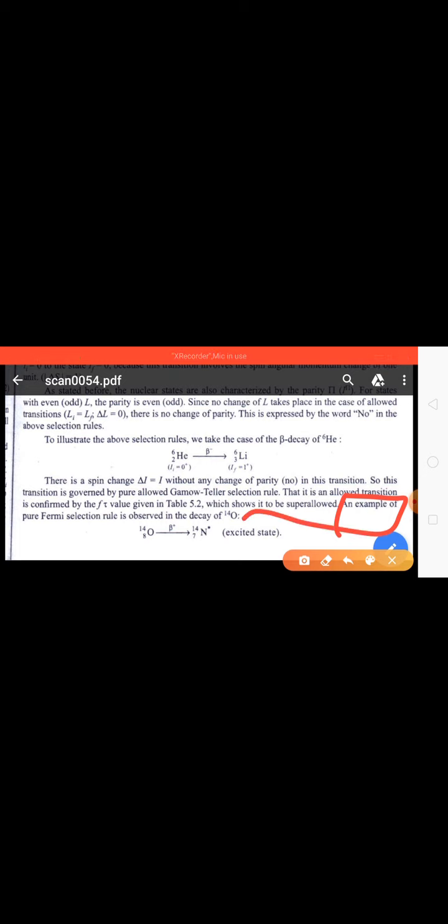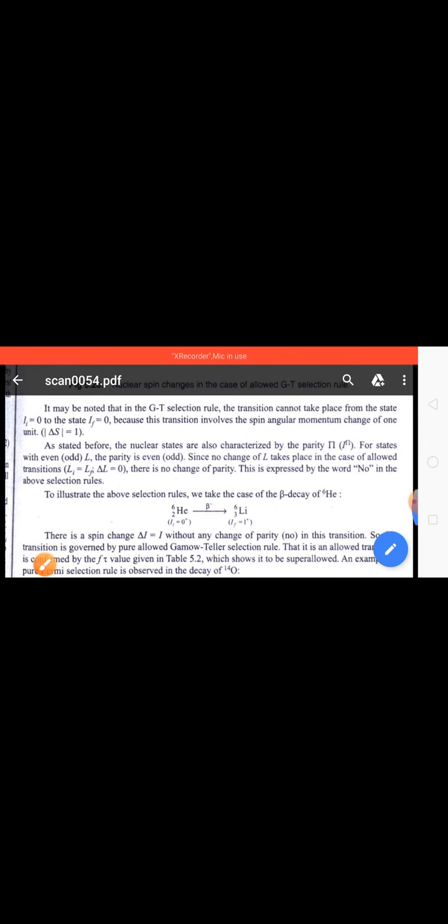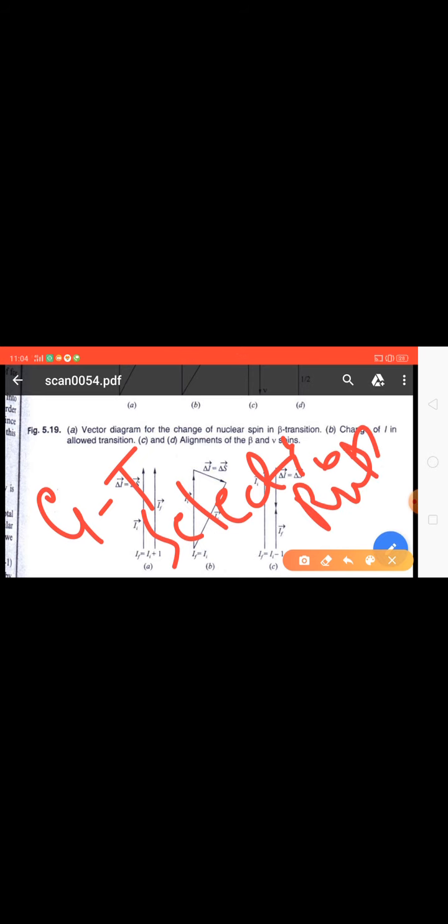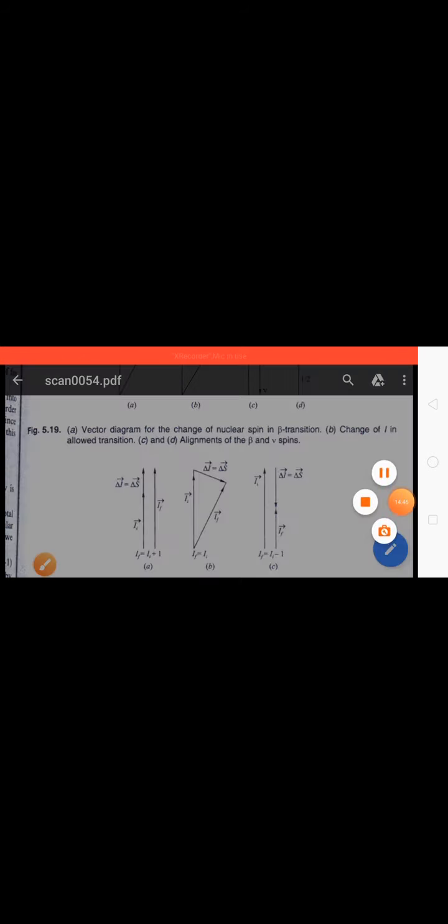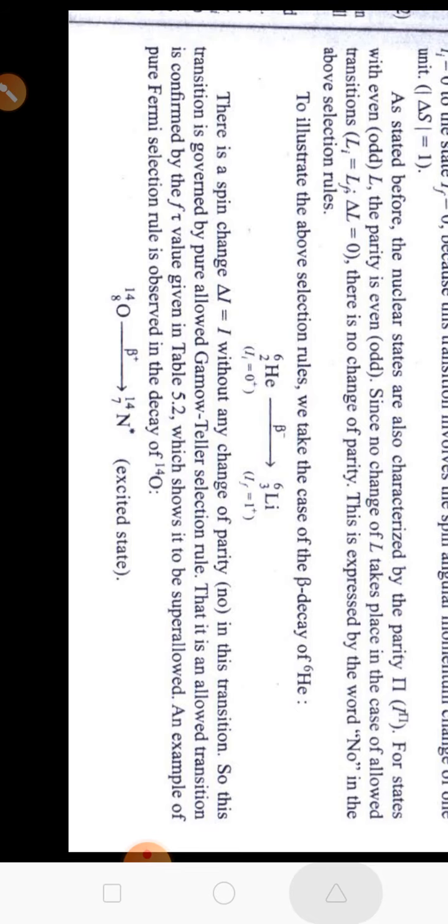Parity will not change, only the spin change takes place, and the angular momentum does not change either. For the even states, the parity is even. For the odd state, the parity is odd. So these are the diagrams which represent the Gamow-Teller selection rule. Okay, I hope up to this you are clear. Now the Fermi selection rule. Wait a moment.